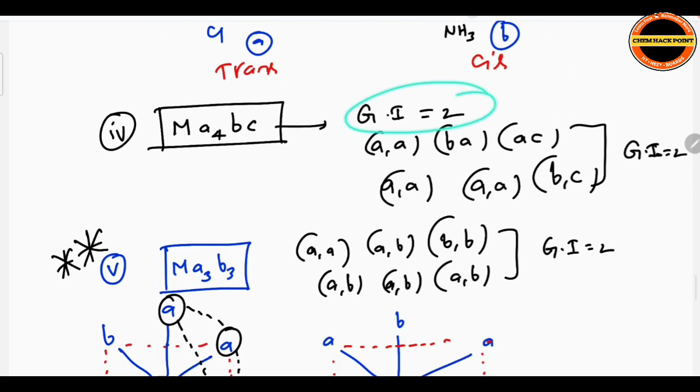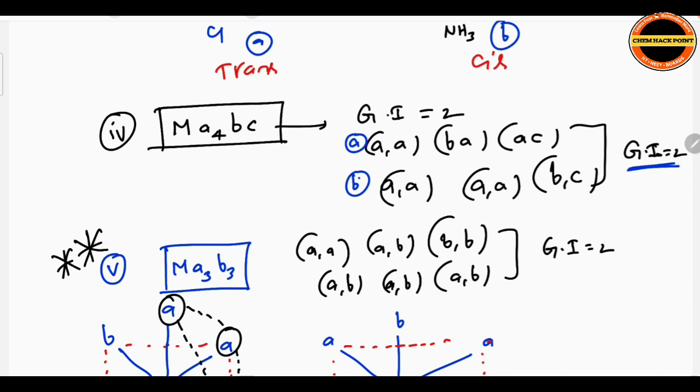MA4BC, again you see combinations. Previously we made 2 pairs, but it is coordination number 6 now. That's why every time we make 3 pairs. So structure number 1, structure number 2. Or you write like this, A and B, so that there is no confusion. Here A, B. See now. So here different arrangements we got. So GI is equal to 2.